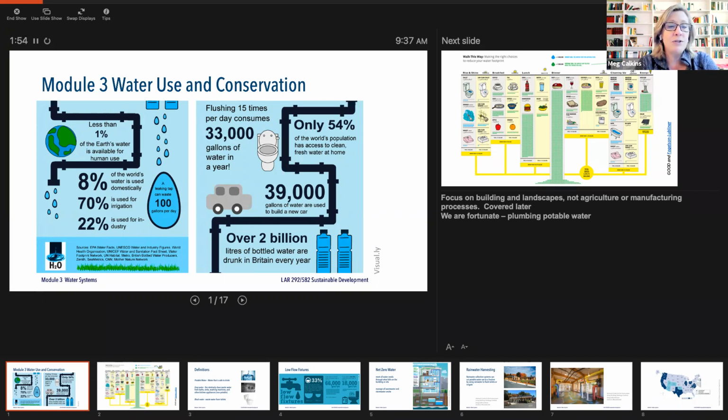8% of the world's water is used domestically. That means in the home or in buildings. 70% is used for irrigation. 22% is used for industrial processes.